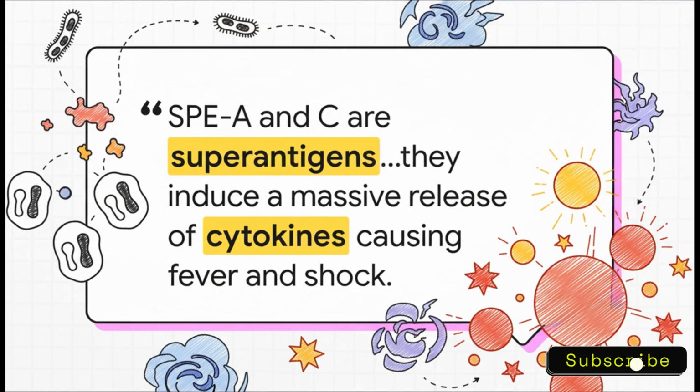See, a normal antigen only activates a very specific T cell, but superantigens just bypass all the rules and cause this massive, nonspecific activation of T cells. This leads to a cytokine storm, a crazy, overwhelming release of inflammatory molecules that causes the super high fever, the shock, and the tissue damage you see in toxic shock syndrome.